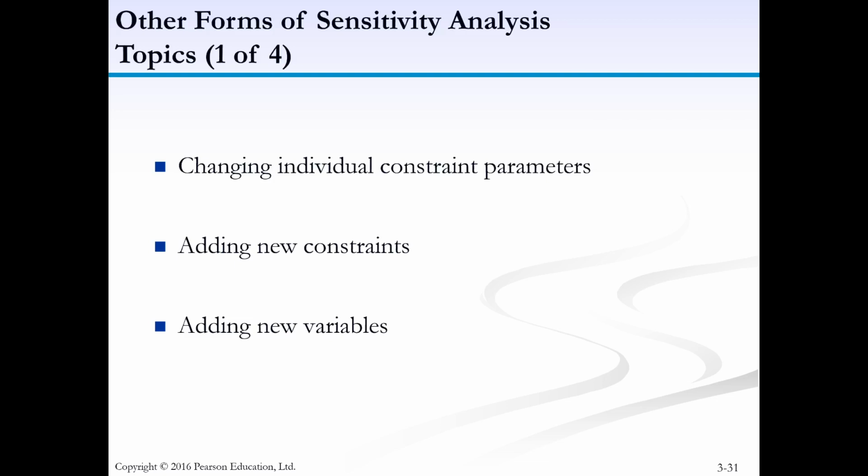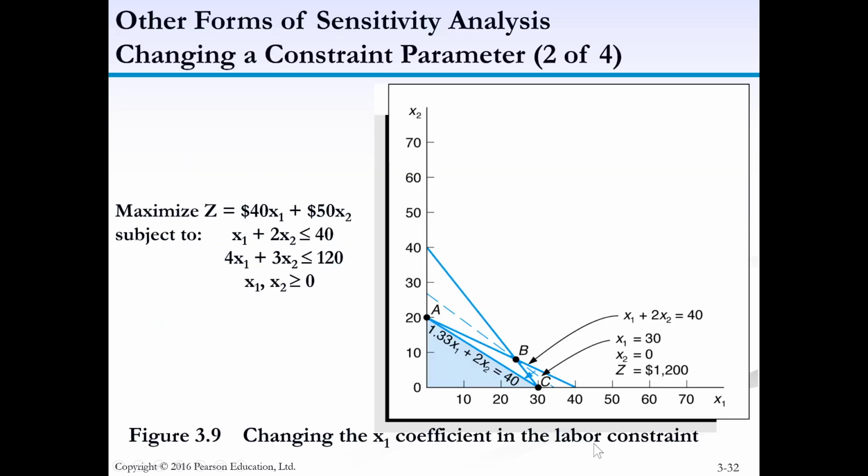analysis, resolve the problem. So changing individual constraint parameters, we have over here the technological coefficients are changed from x1 plus 2x2 less or equal to 40. We have changed to 1.33 x1, and we can see that the corner point is now changed. So we have to actually repeat this. It's just showing that we can also do changes in technological parameters to see the effect.